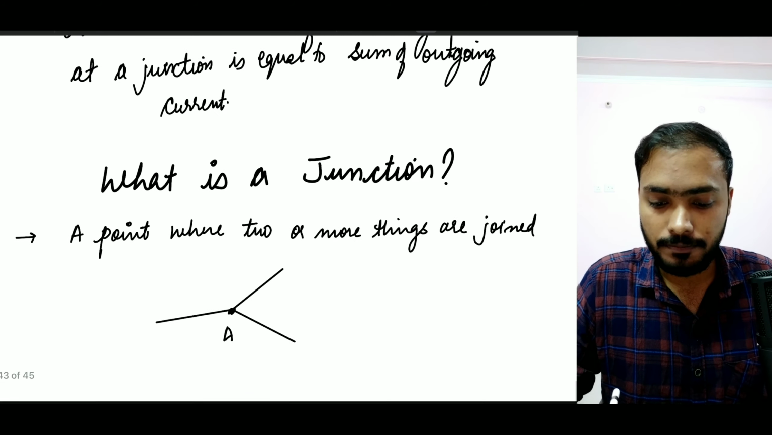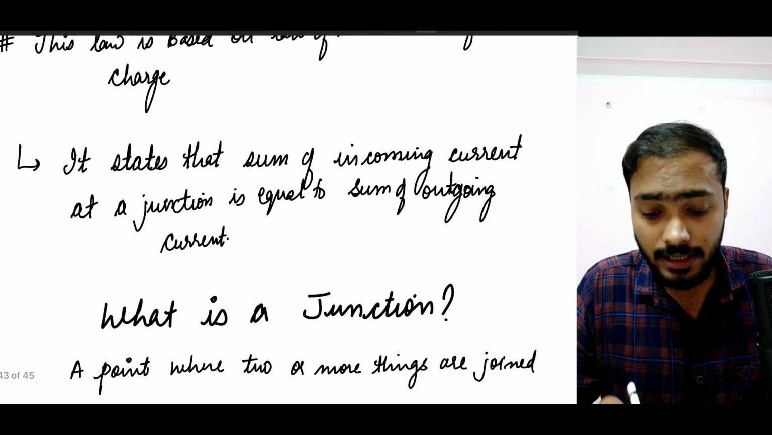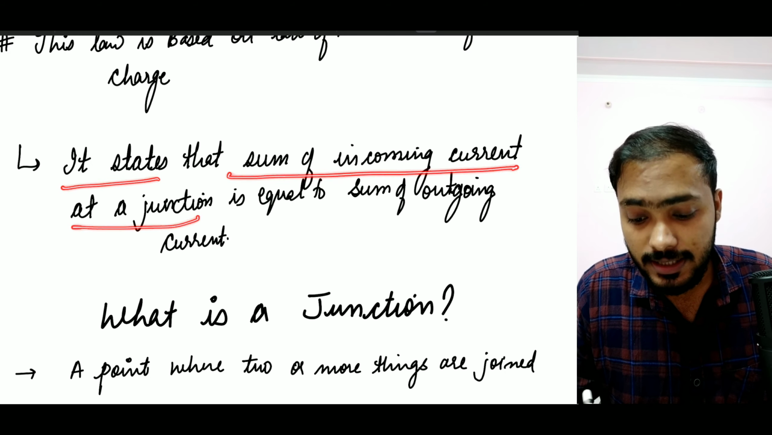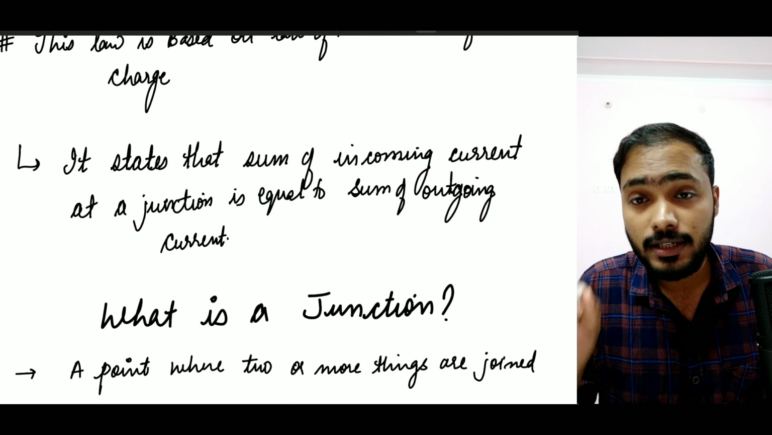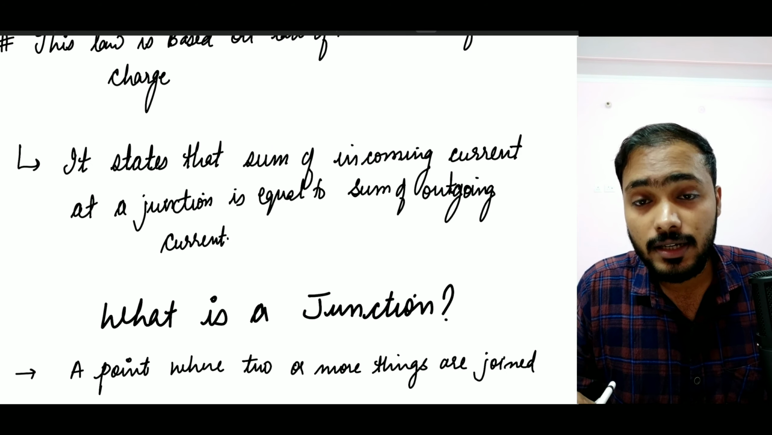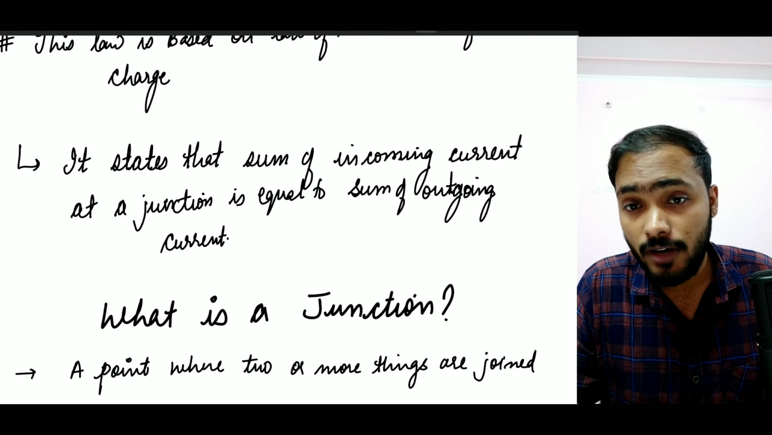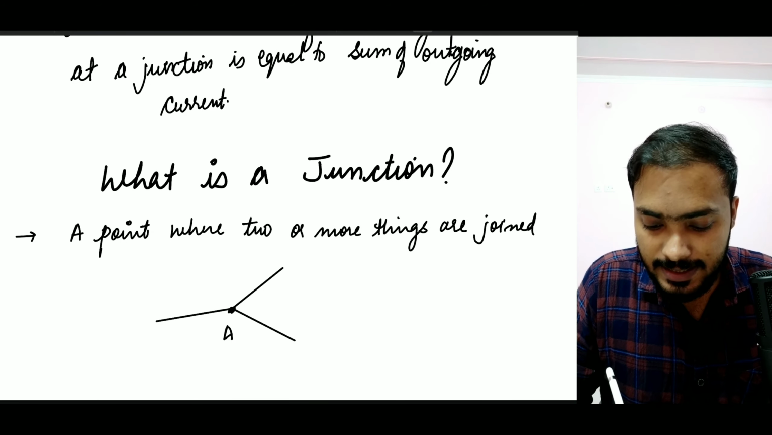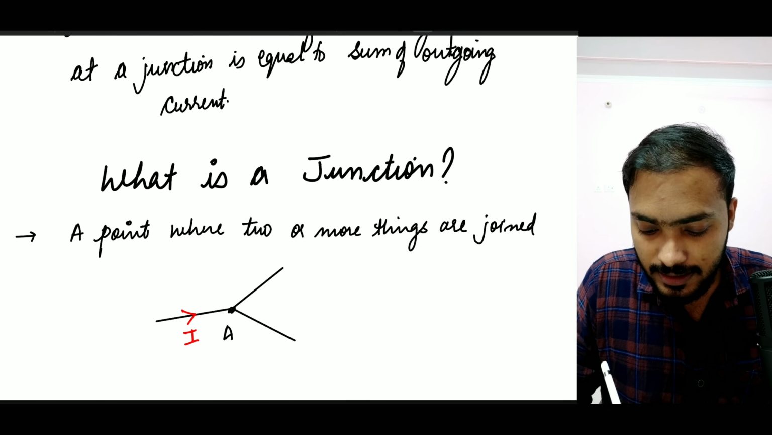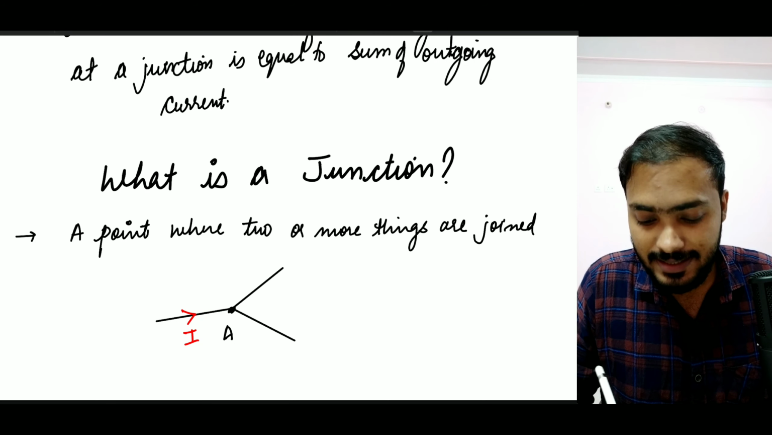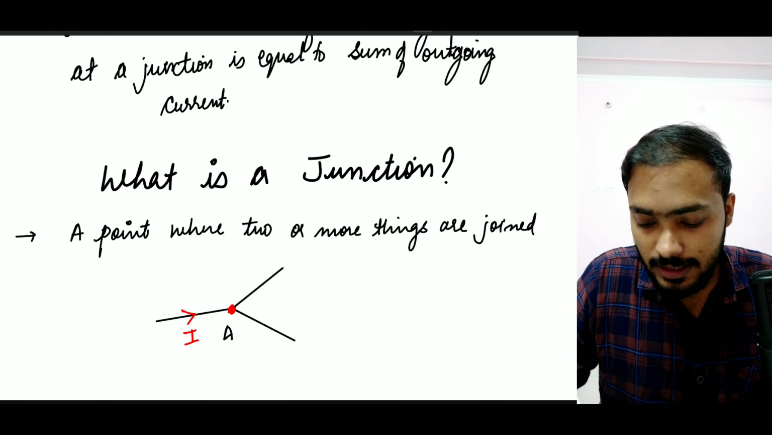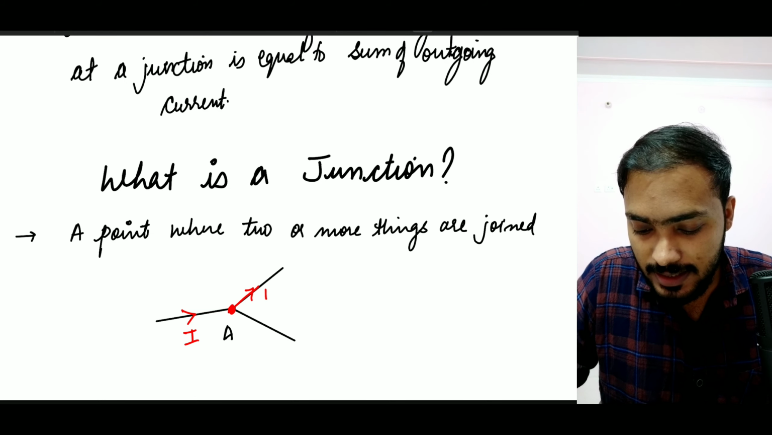Okay, great. Now let's read the statement again. It states that the sum of incoming current at a junction is equal to the sum of outgoing current. So let me very quickly do that. For example, let's say some current I is coming through that point, and at the junction, let's say the current I is divided. Let's say this is some current I1 here, and this is some current I2 here.